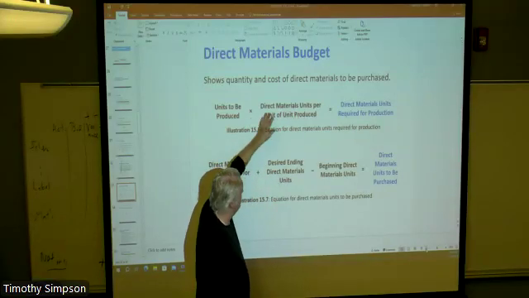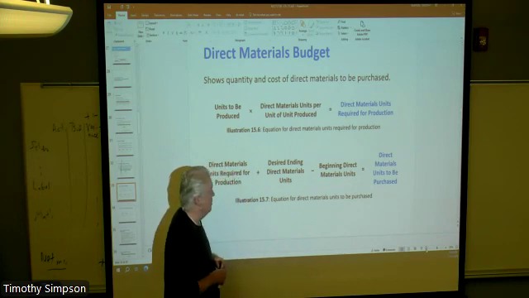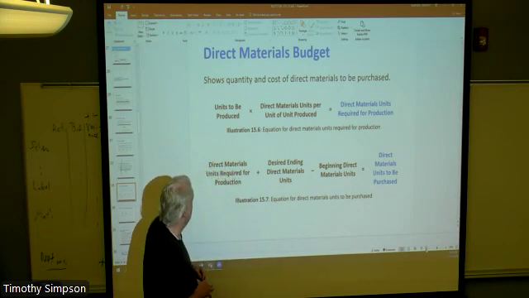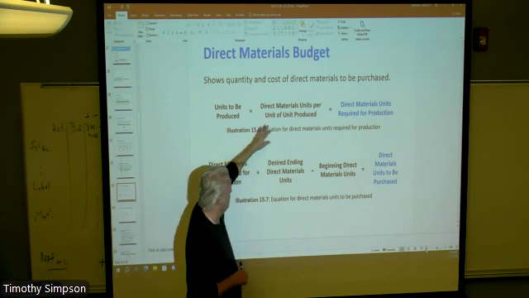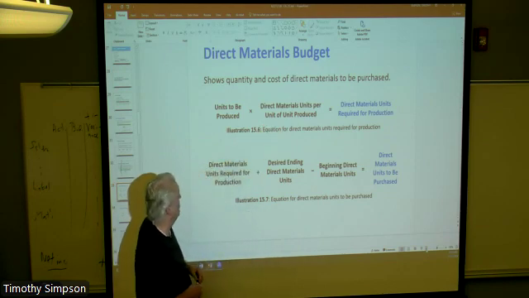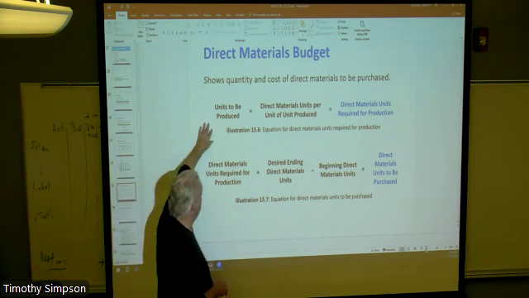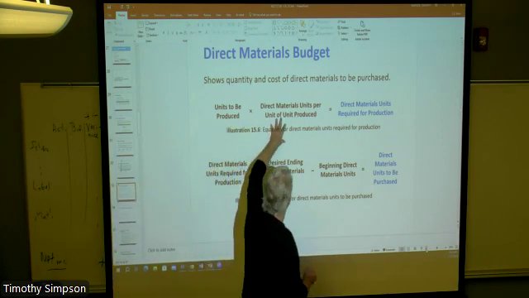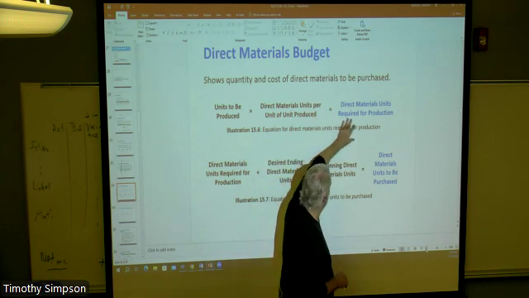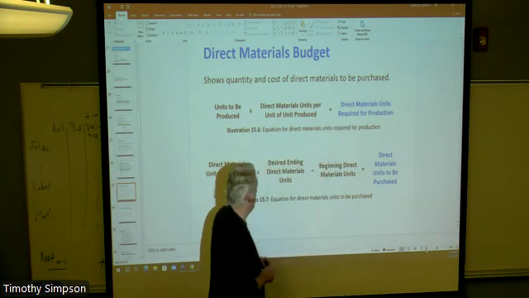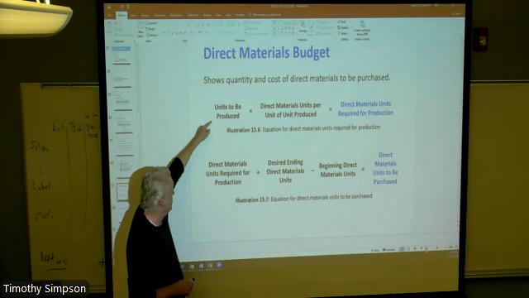And there can be lots and lots of different inputs. I want to try to make this as basic as we can because I don't want to get into thousands of different units. That's not going to really serve our purposes here. But these are output units times the materials. Units of input is going to tell us how much of these direct materials we need to produce the desired output.